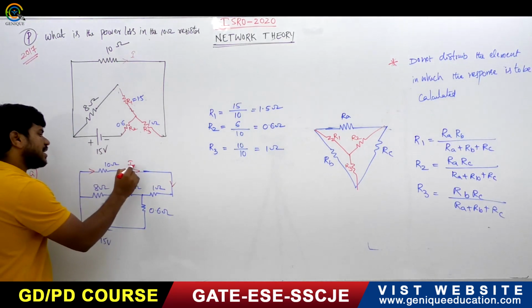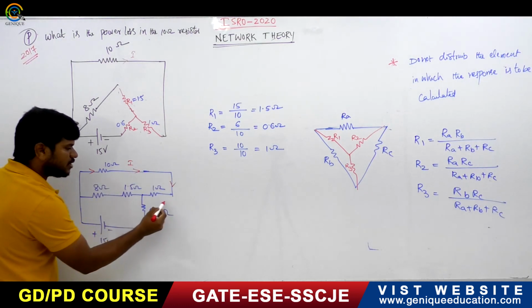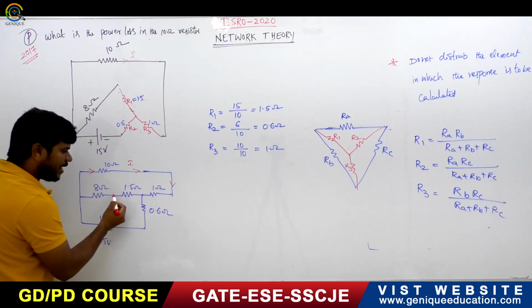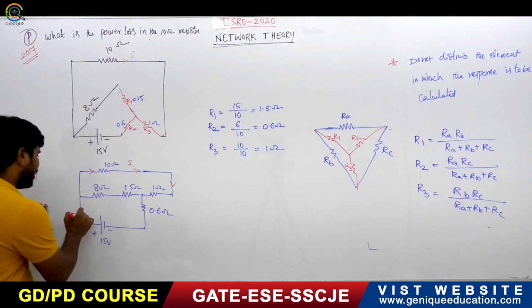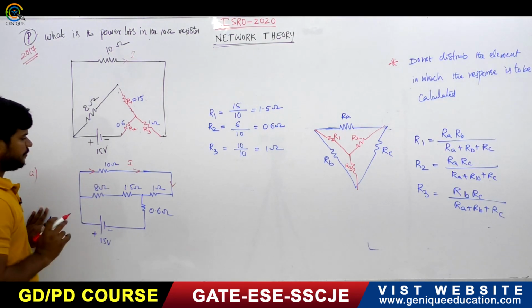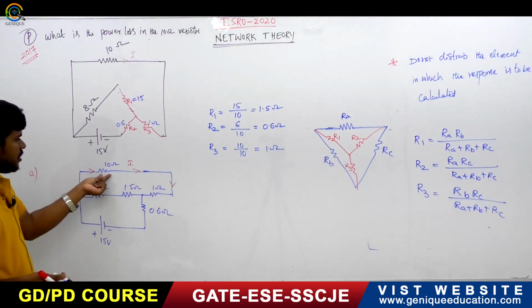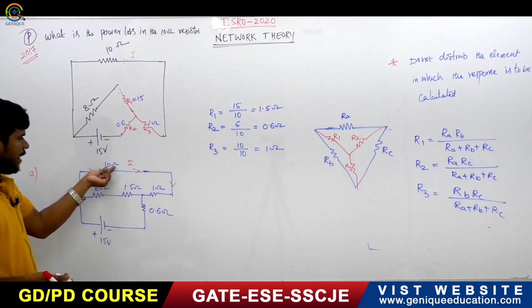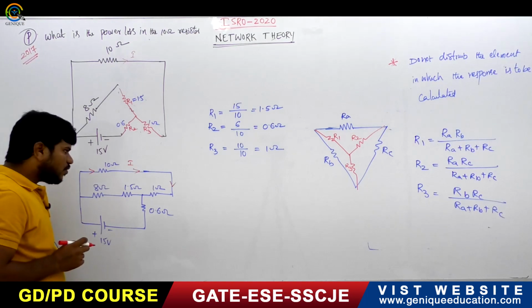See, let us suppose this is I. This I is flowing up to here, and it is divided in this way and in this way. Right? The I amount of current is coming like this. Now what you have to do? If you observe this, it is 10 ohm. It is 1 ohm. How much is it? 11 ohm.